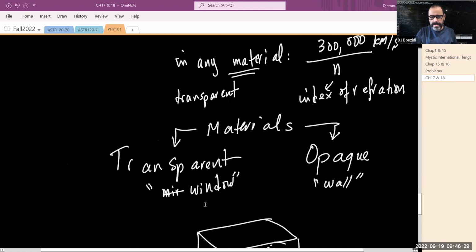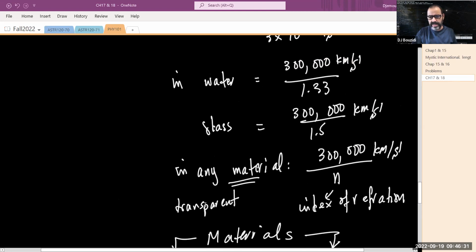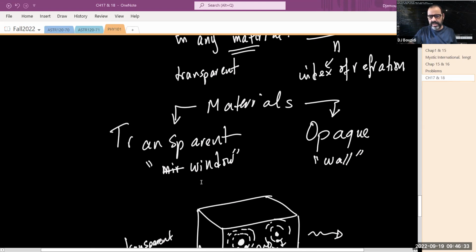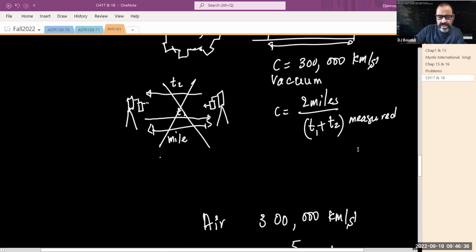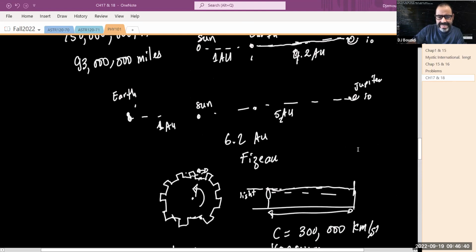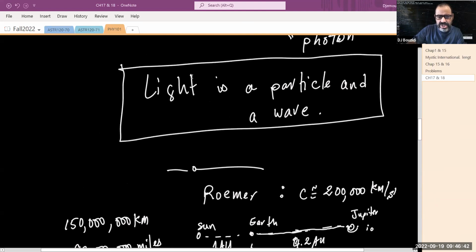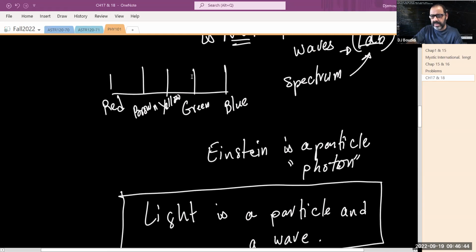So these are the phenomena that we're discussing in here. One of them is transparent materials and others are opaque materials. So that is basically the index of refraction, and that is in a sense the law with which we're going to be exploring these things in here.